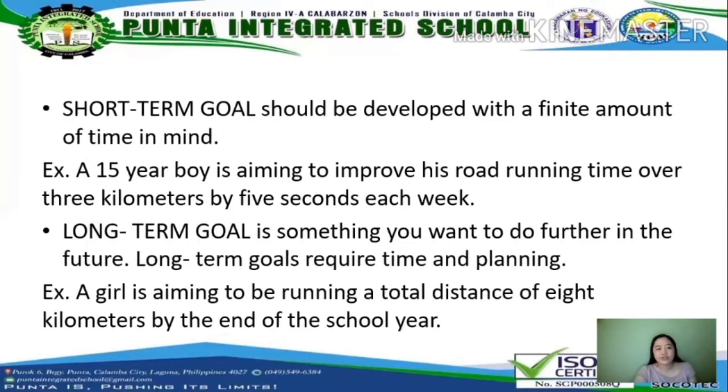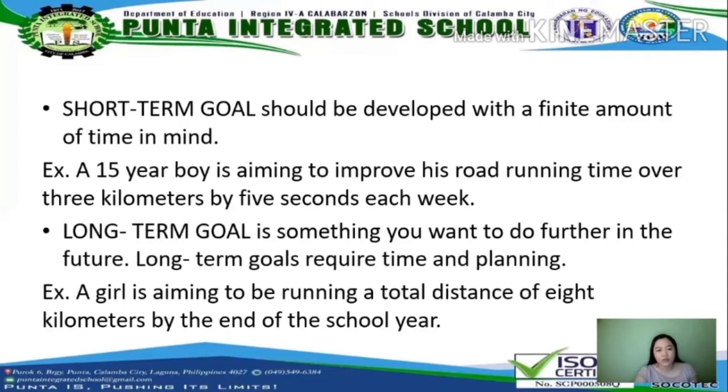We have also short-term goal and long-term goal. When we say short-term goal, it should be developed with a finite amount of time in mind. For example, a 15-year-old boy is aiming to improve his road running time over 3 kilometers by 5 seconds each week. So his target is to improve his running by 5 seconds each week. So a week is just a short time.